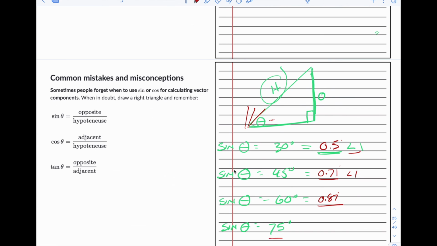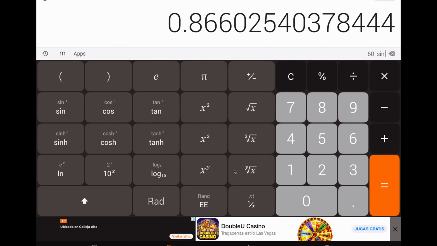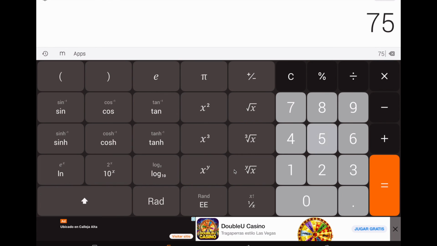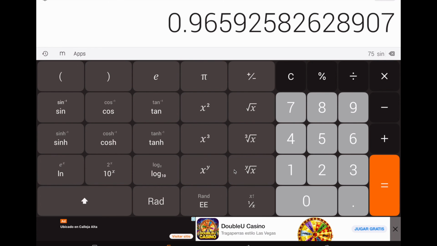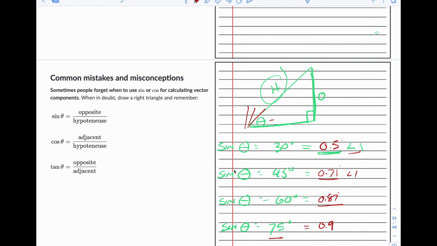That leads me to believe that sine 75 degrees should be somewhere between 0.87 and 1. That's my guess. Let's take a look. So 75, sine, and 0.97. Wow, we were right, 0.97. So you see all of these numbers were going up as the angle increased, but all of them were less than 1, from 30 to 75. That's the order that I would do it on this calculator.